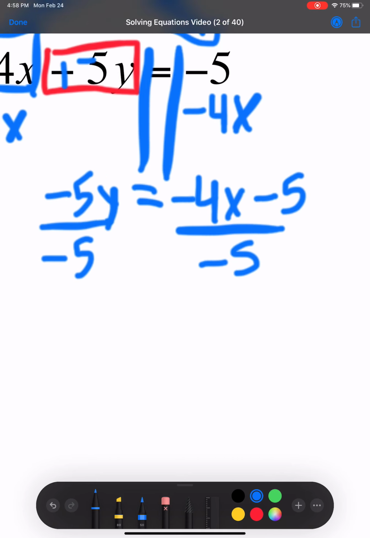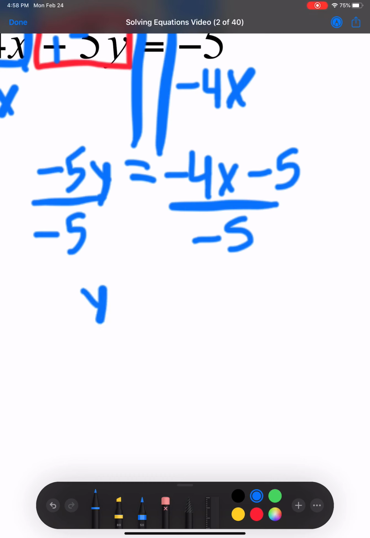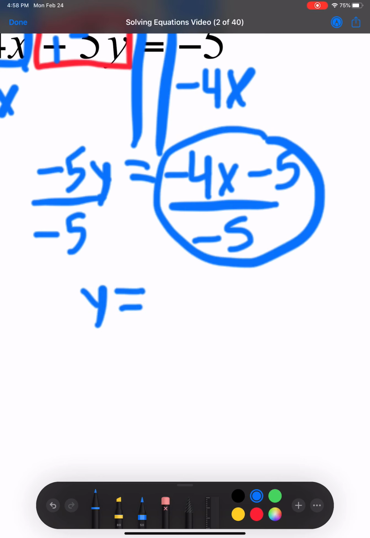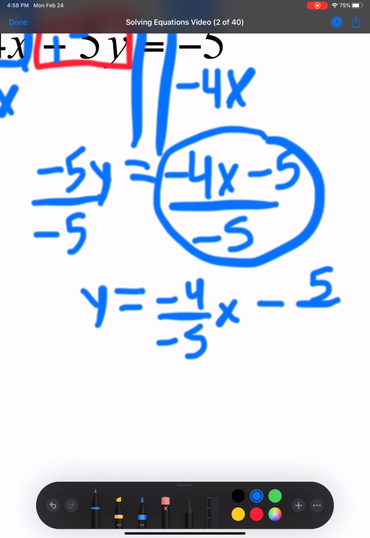And so we can see this again. This right here is equal to negative 4 over negative 5x minus negative 5 divided by negative 5.